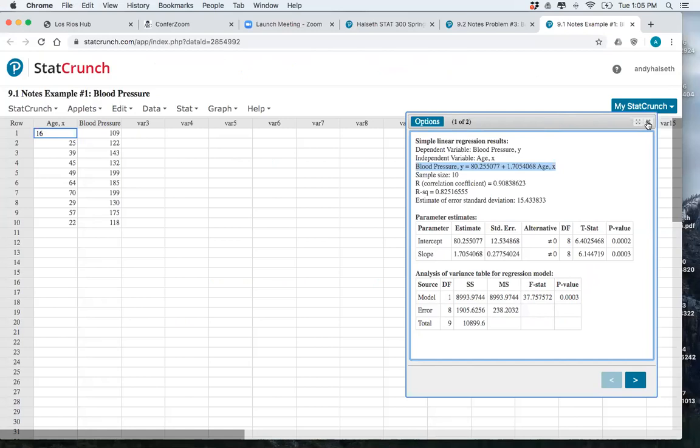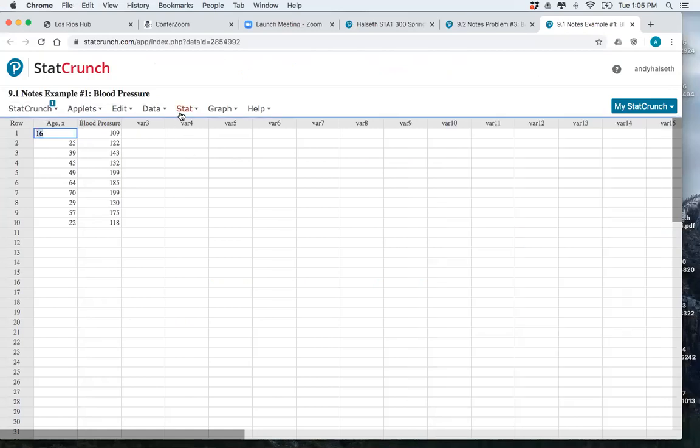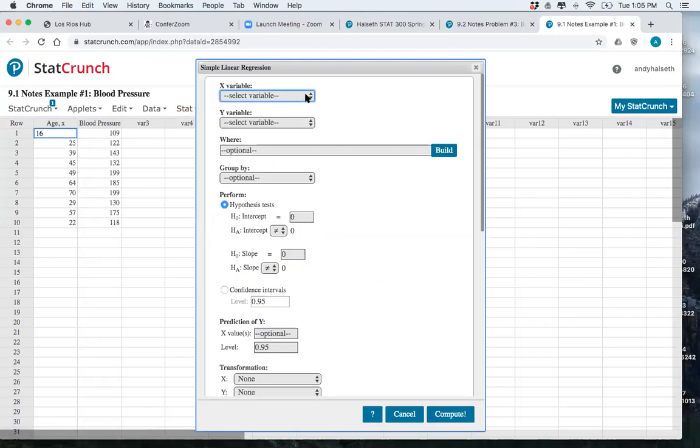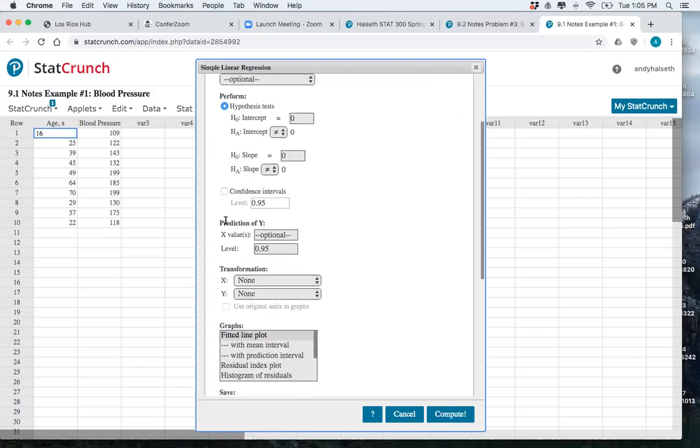If I start this one over, stat, regression, simple, select your X, select your Y. If you go down a ways, you'll see this prediction of Y, and you can actually type in the values. Right? So I could type in 55, 27, separating them out by commas.